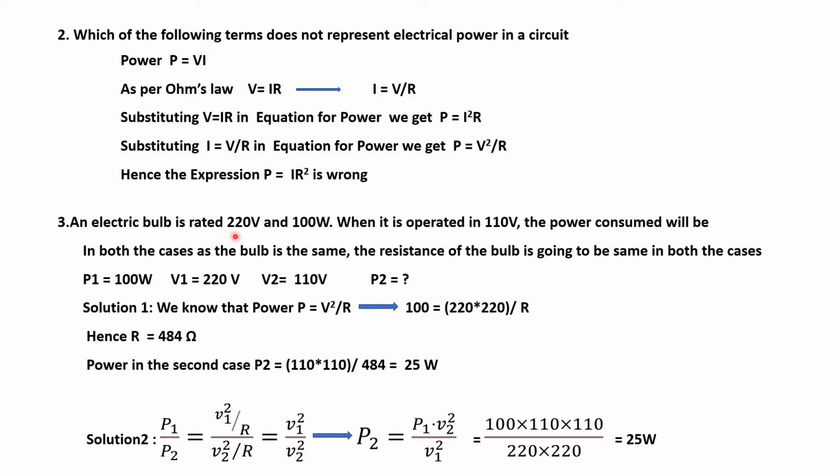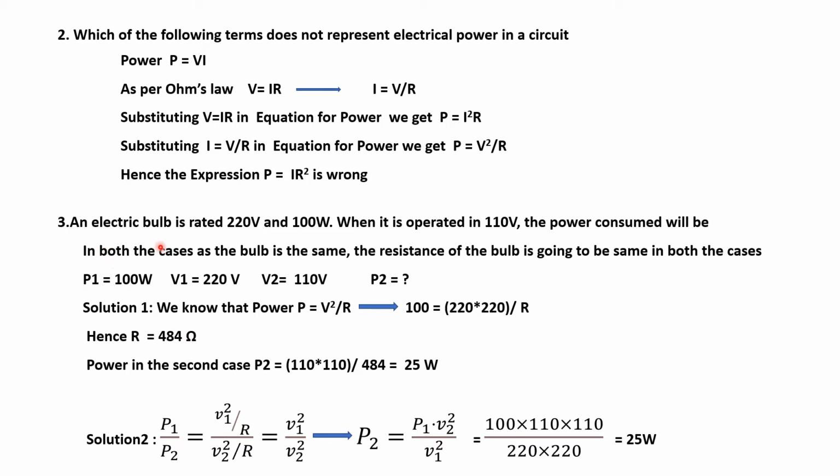We know that in both cases, the resistance of the electric bulb is the same, since the same bulb is operated at a different voltage. And we know the formula relating power, voltage and resistance: power P is equal to V squared divided by R. So power 100 watts is equal to 220 into 220 divided by R. We get the resistance to be 484 ohms. So this is the resistance of the electric bulb.